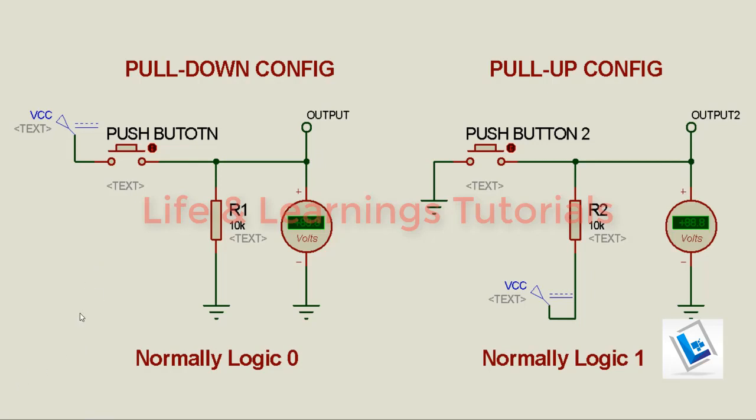I can run the simulation for these 2 circuits in Proteus ISIS. You can see when this switch is not pressed, on the DC voltmeter I am getting this 0.00 volt, which is normally logic 0. And for this pull-up configuration, on this voltmeter I am getting plus 5 volt or the voltage equal to this VCC, and this is normally logic 1 when the push button is not pressed. Now if I press this button, I will get positive 5 volt or the voltage equal to VCC, and when I press this push button in pull-up configuration, I will get 0 volt or ground signal.